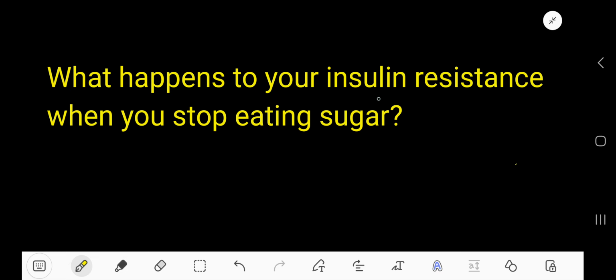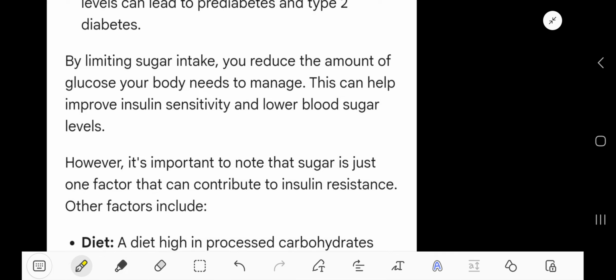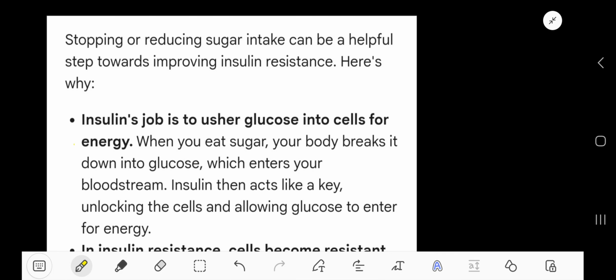What happens to your insulin resistance when you stop eating sugar? Okay, let's get started. Stopping or reducing sugar intake can be helpful steps towards improving insulin resistance. Here is why.